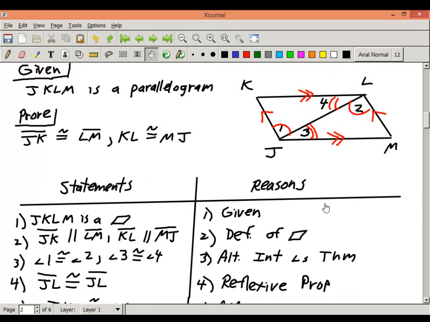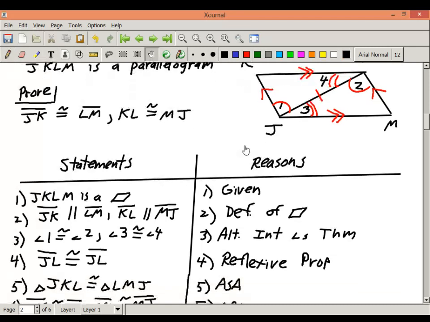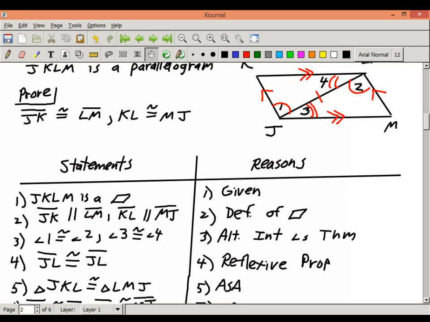So we can also mark off in the diagram segment JL is congruent to itself by reflexive property. So that's statement and reason number 4. And then if you look at those two triangles, the top and bottom triangle, they are congruent by angle, side, angle. You can see angle, included side, angle in both of the triangles. Actually congruent by rotation there.